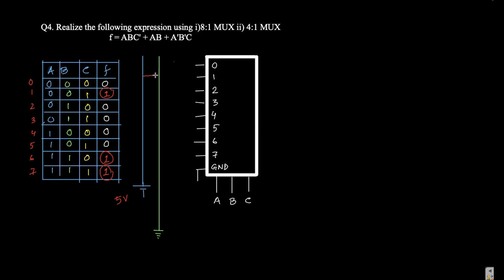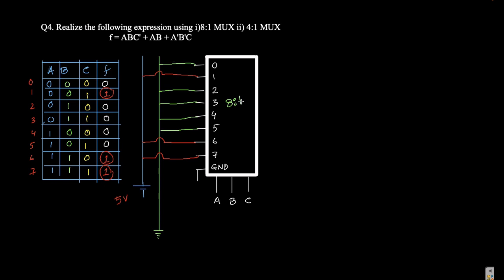So 1 is connected, then 6 is connected, and then 7 is connected to the high voltage line, means the 5 volt line, active high line, and rest are connected to the ground. So this is nothing but the interpretation of A'BC' plus AB plus A'B'C with the help of 8:1 MUX.